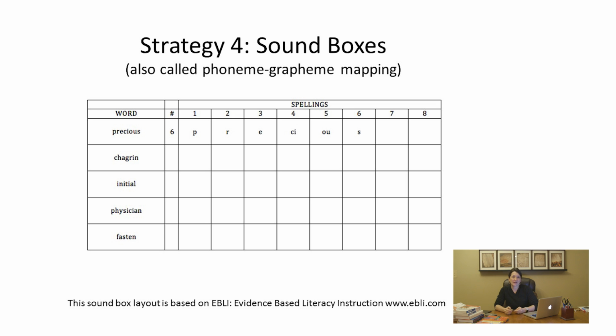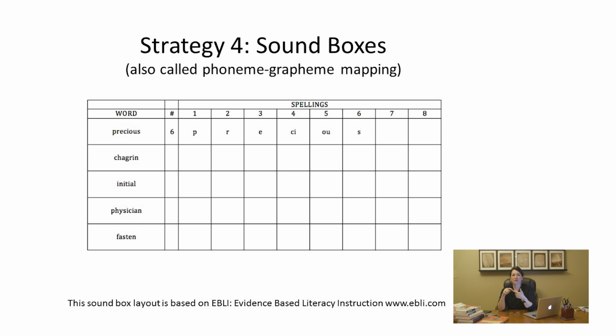Another strategy is sound boxes, where the student has to map the spellings to the sounds in the word, to its phonemes. Talk about paying attention to the sound structure of a word. Here I've used a chart similar to one used by EBLI. See the reference list at the end here. But there are also similar charts in programs like LETRS, also referenced here. I've used one that's more complex to make it more challenging for you as an adult. I've done the first word for you, precious. First we count how many sounds are in the word. Students are going to need phoneme awareness, right?